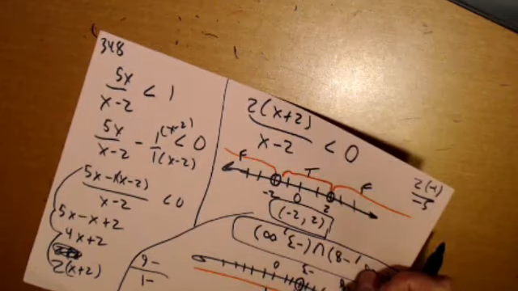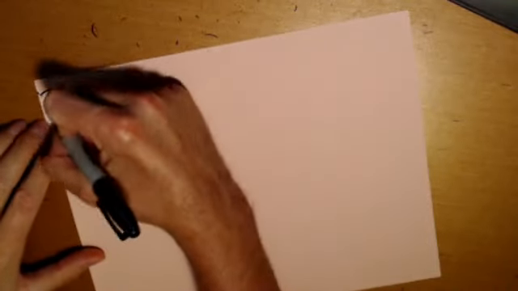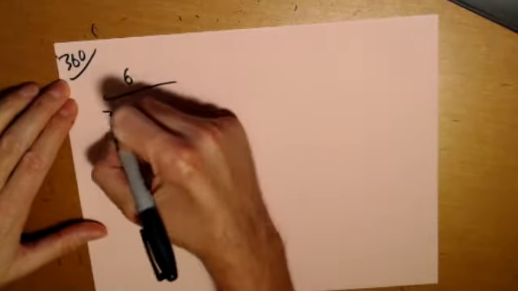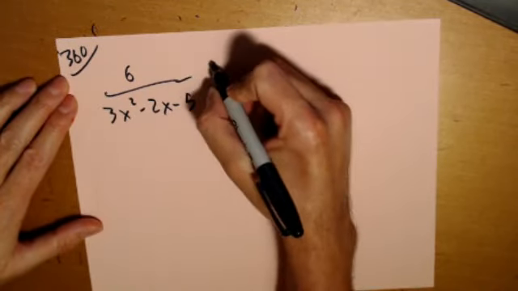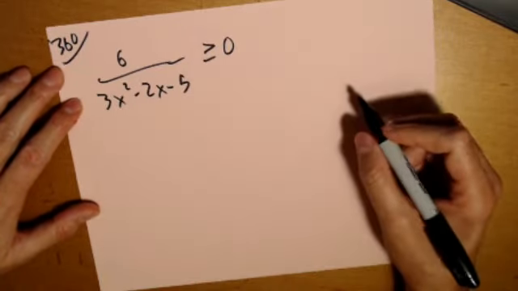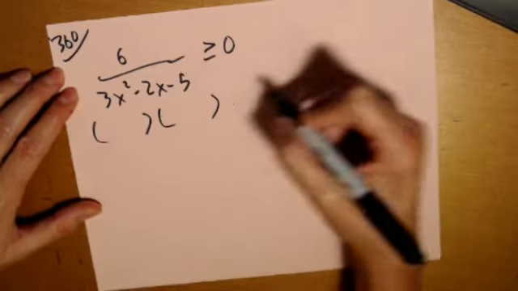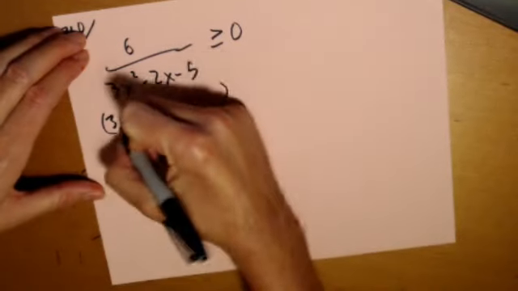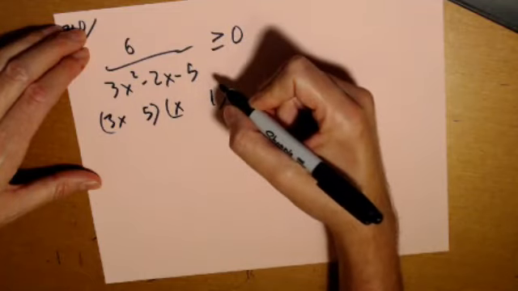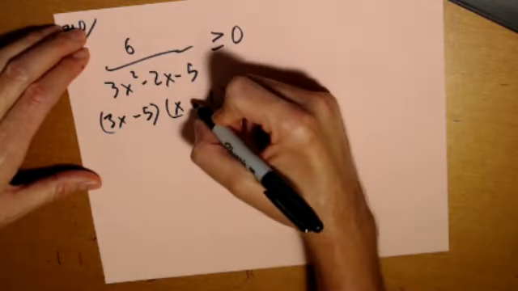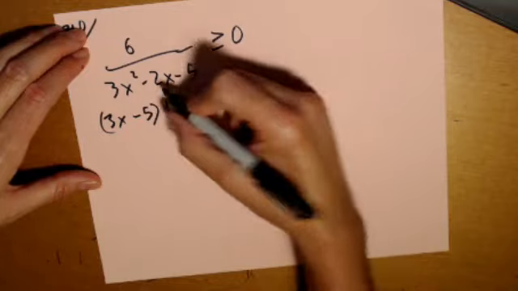Okay. Let's try number 360: 6 over 3x squared minus 2x minus 5, greater than or equal to 0. Okay, hopefully the bottom factors. You can try the x method. I'm going to do guess and check. It factors as (3x minus 5) times (x plus 1).